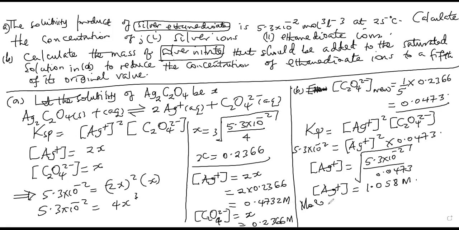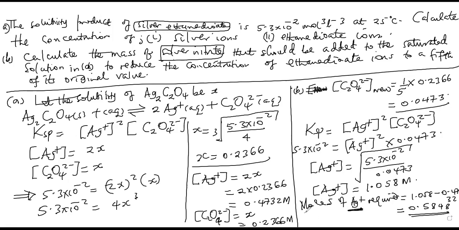So moles of silver ion required would be equal to 1.058 minus the concentration of silver initially, which is 0.4732. So the moles of silver required are 0.5848. But the concentration of silver, being a common ion, originally is the same as the concentration of the added substance.